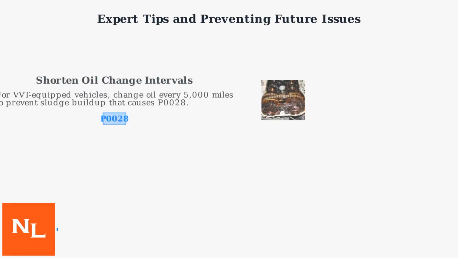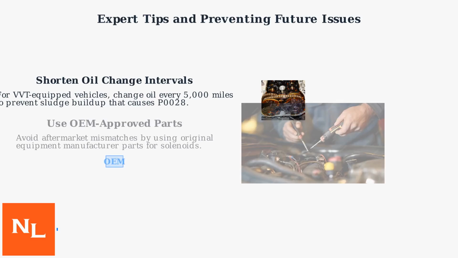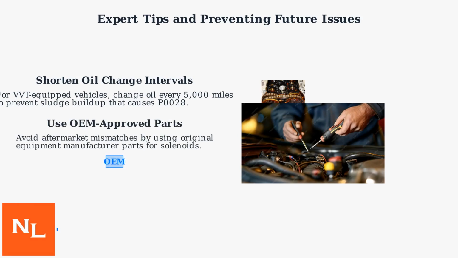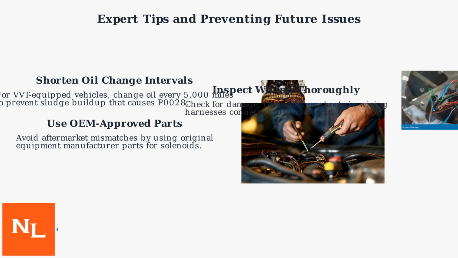Experts emphasize that the P0028 code is often a sign of neglected maintenance. Shorten oil change intervals to 5,000 miles for VVT-equipped vehicles to prevent sludge buildup that can damage solenoids and cause this code. Use OEM-approved parts when replacing solenoids to avoid compatibility issues and ensure proper function. Wiring issues are common causes of P0028, so thoroughly inspect and repair any damaged or corroded wiring harnesses.